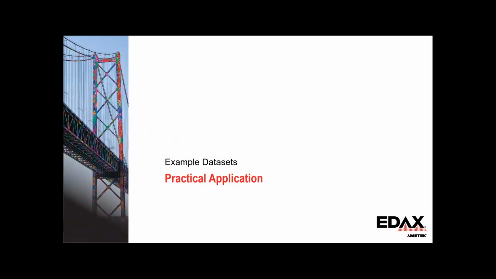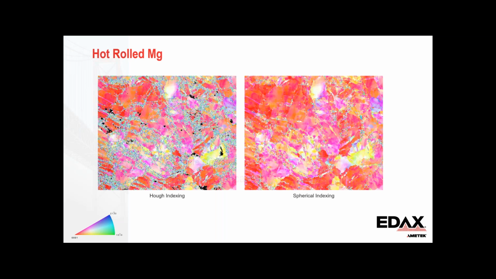So now that we've gone through all of the detail of how it works, we can see what it looks like on more data sets. Here, I'll just show a couple of comparisons of Hough versus spherical. The nice thing is that with dictionary indexing, you have to generate the dictionary and there's a relatively steep learning curve. For spherical indexing, once you have that simulation, you basically just press go and you get this big improvement in your results. So here is a hot rolled material, so high deformation, and you can see a big improvement, especially near grain boundaries, because it's more robust to overlap patterns, because it's a forward instead of an inverse problem.